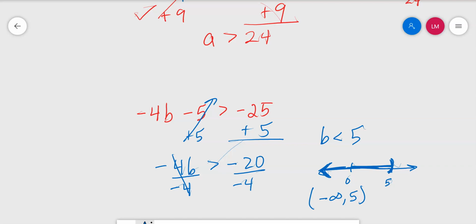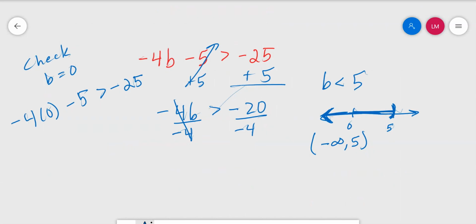Remember, we can check ourselves. Let's do that real quick. So let's choose a value that's less than 5. So let's choose 0. So we're going to try to check b equal 0. So we go back to the original equation, negative 4b, b is 0, so I substituted in 0, subtracting 5 greater than negative 25. And I'm trying to get a true statement.